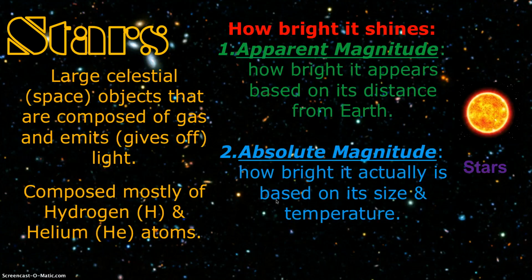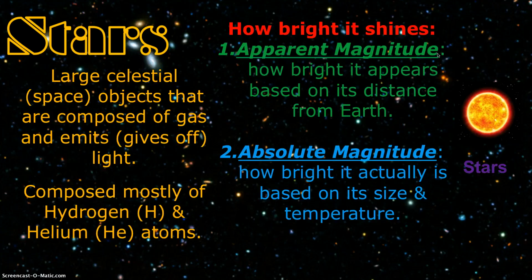And stars do shine bright. And there's two different ways that we can describe a star's brightness. The first way is called apparent magnitude, which is how bright a star appears to be based on its distance from Earth. Our sun, for example, appears to be extremely bright, but that's only because it's very close to us.